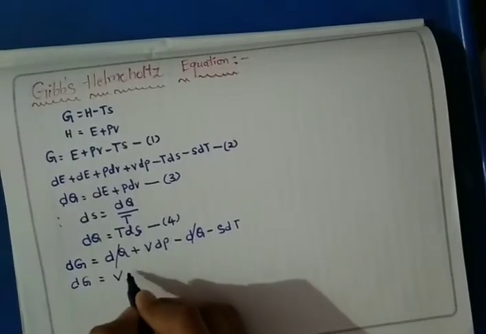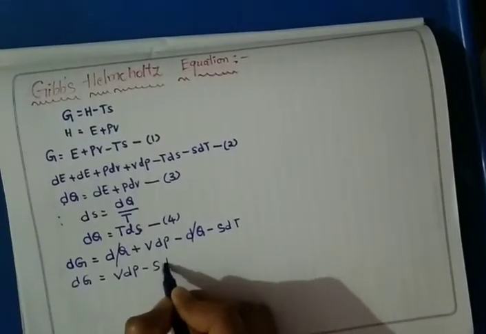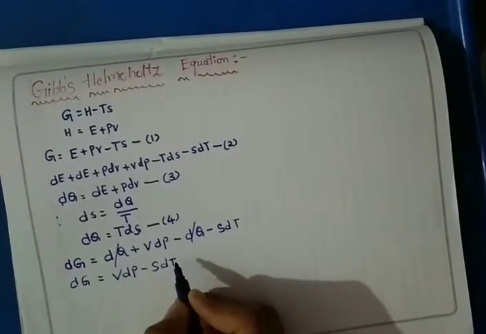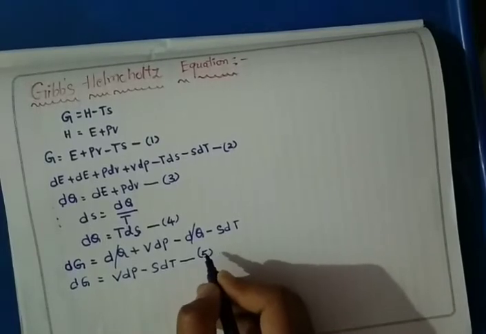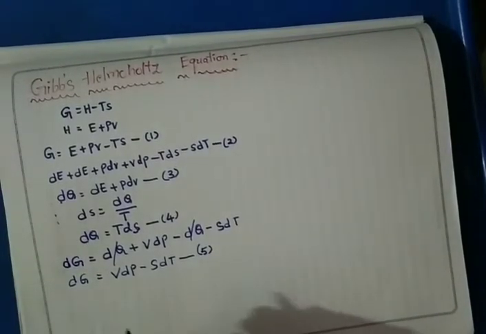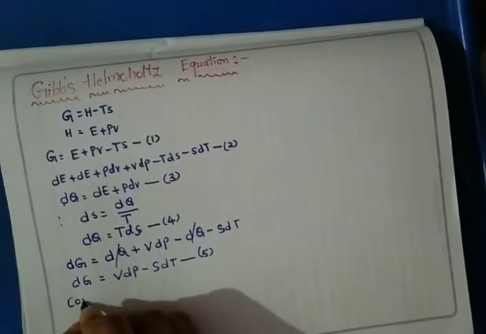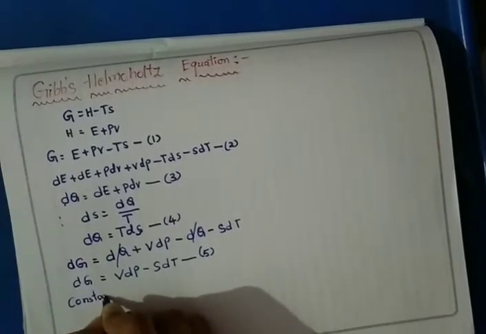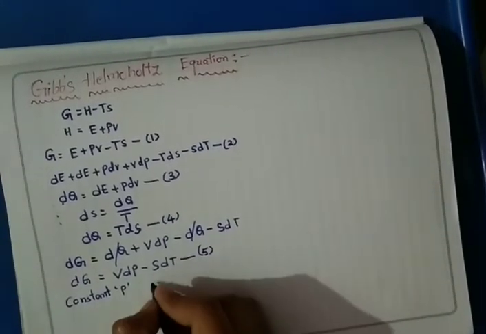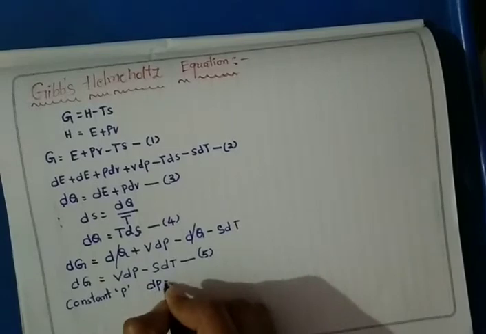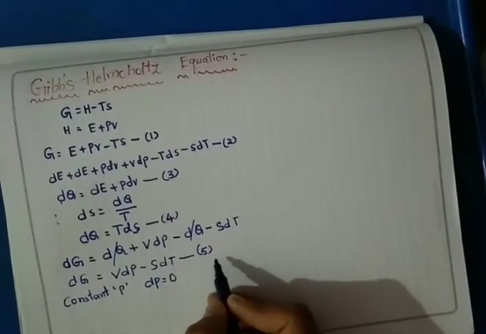So the balance is dG is equal to VdP minus SdT. So this is equation number 5. But here we maintain constant pressure, so dP is equal to 0.